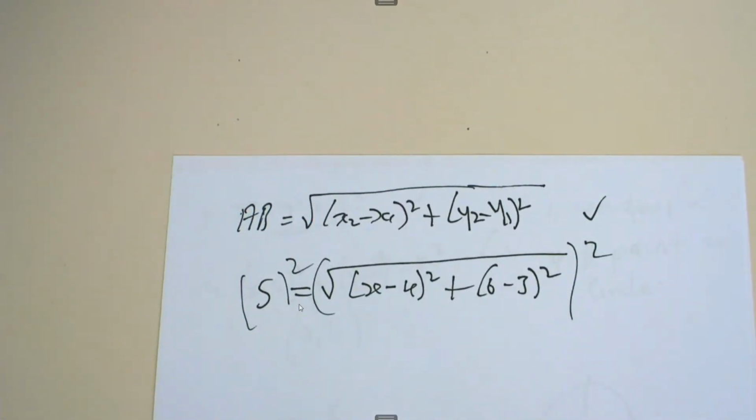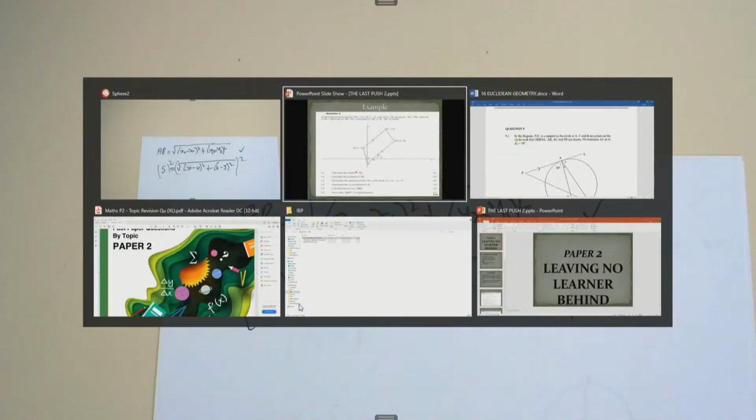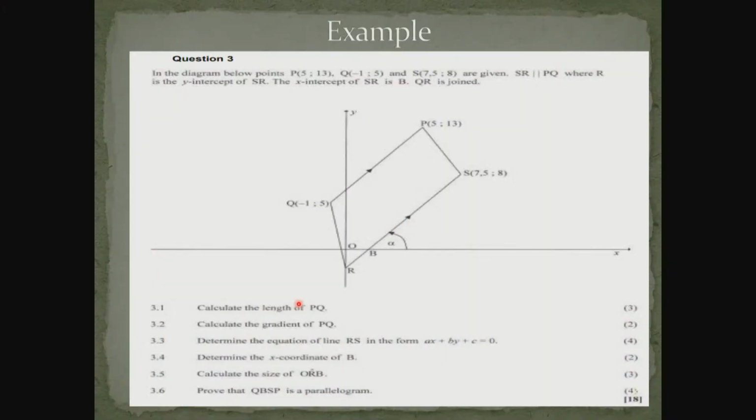Make sure that you're able to find the distance between the 2 points, and also be prepared in case the distance is given, and you are then asked to determine the x coordinate or the y coordinate of a point. Then you must be able to manipulate that formula to get to the answer that we are looking for. Right, and then from there, the other one, we've got 3.2, calculate the gradient of PQ.